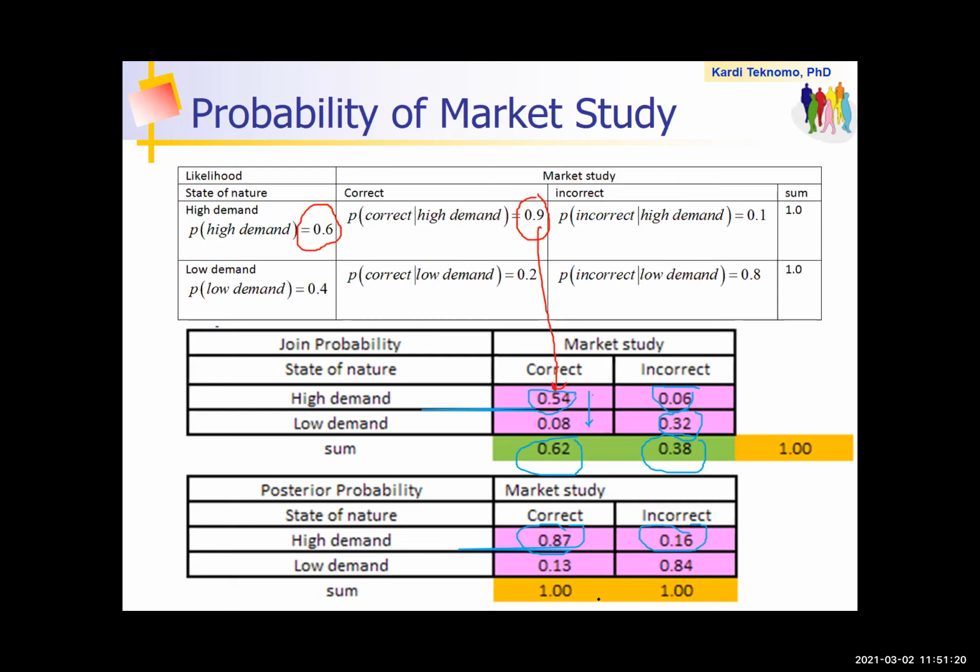This probability, the pink probability, 0.87, 0.16, 0.13, and 0.84, this is called posterior probability. Until here, is there any question? So first, you get the joint probability. After that, you calculate the posterior probability.